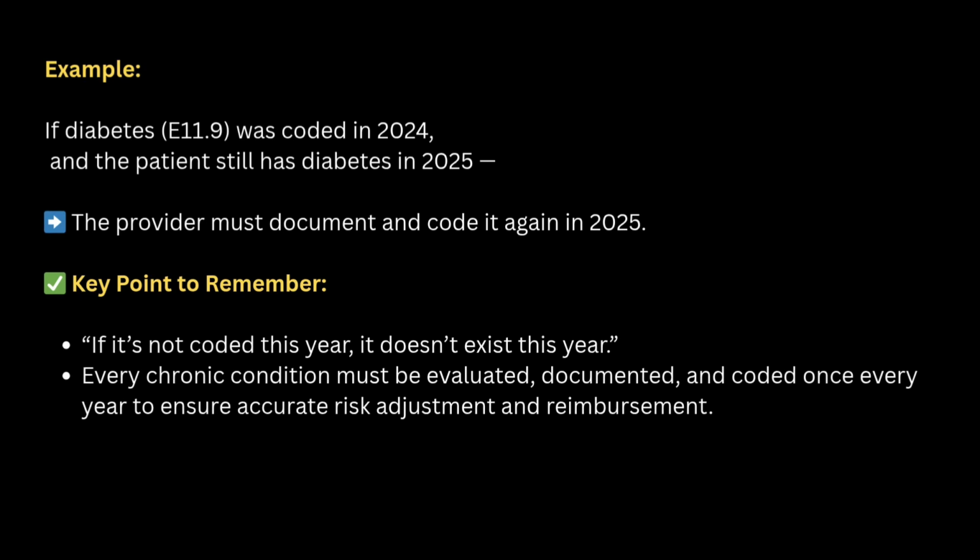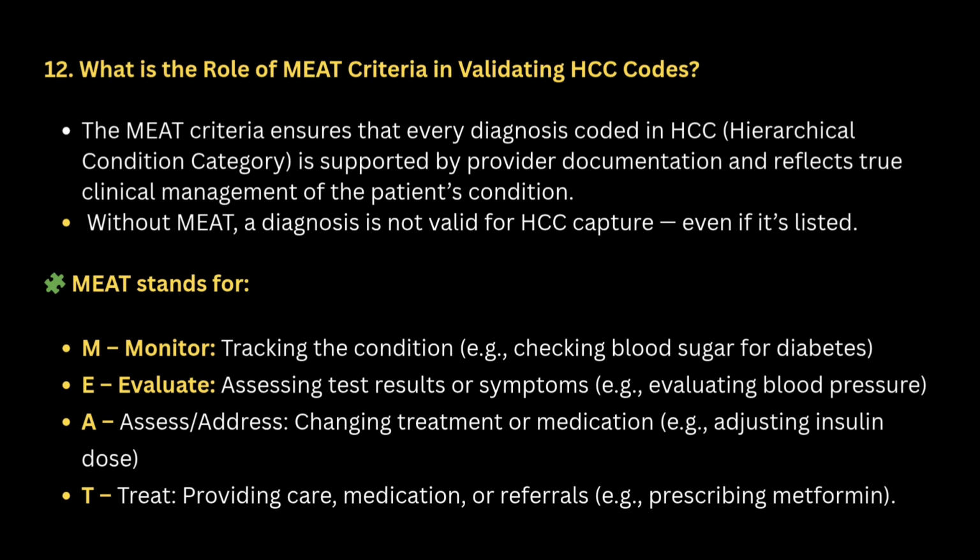Example: if diabetes E11.9 was coded in 2024 and the patient still has diabetes in 2025, the provider must document and code it again in 2025. Key point: if it is not coded this year, it doesn't exist this year. Every chronic condition must be evaluated, documented, and coded once every year to ensure accurate risk adjustment and reimbursement.